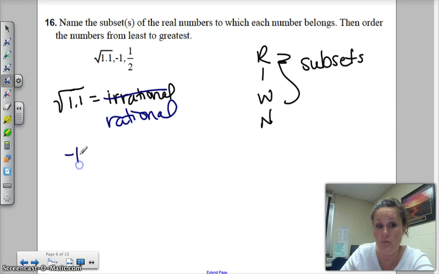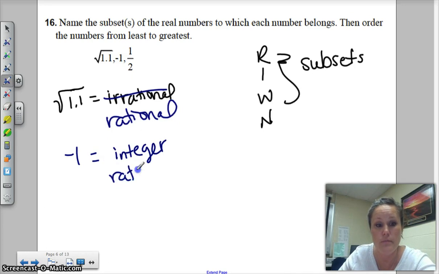Now let's go with -1. If you want to argue with me about it tomorrow, that's totally fine. And I'll be happy to say I'm wrong. -1 is an integer and rational. And then 1/2 is just rational.